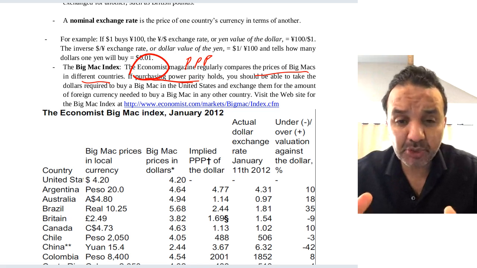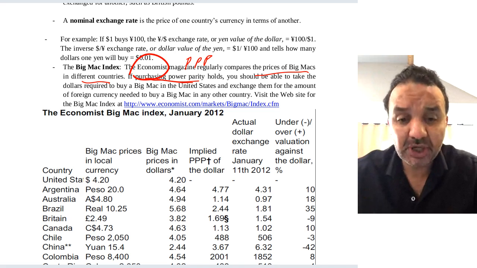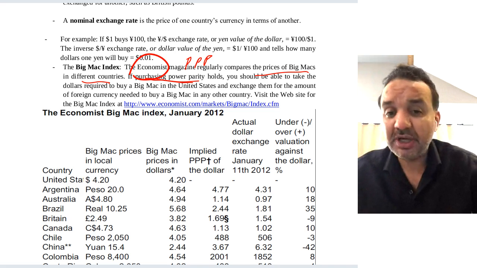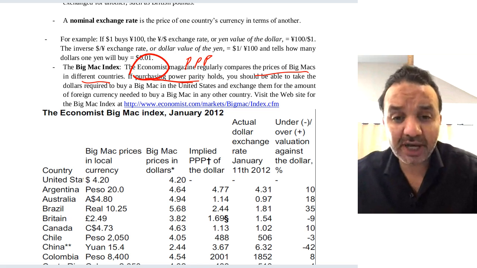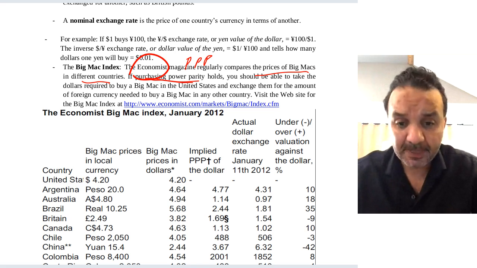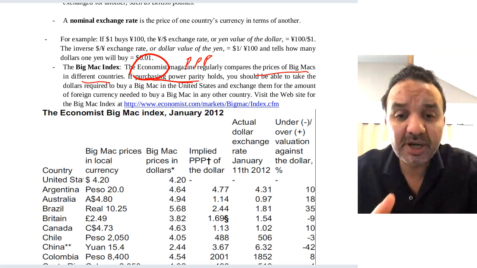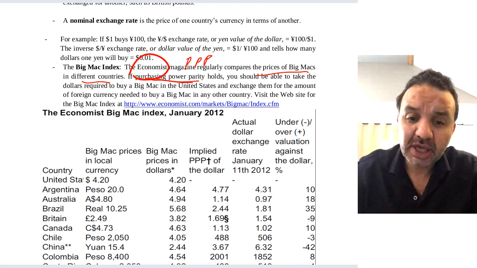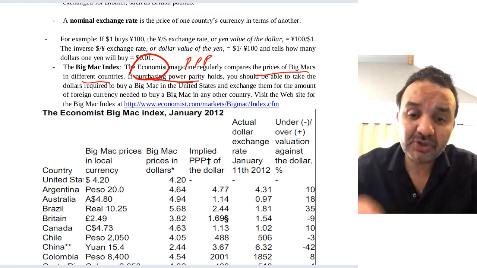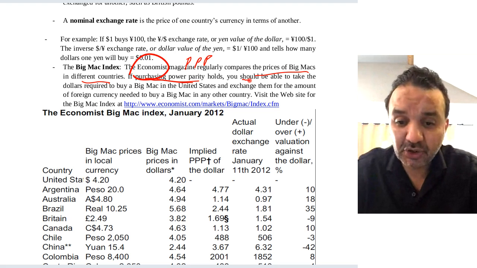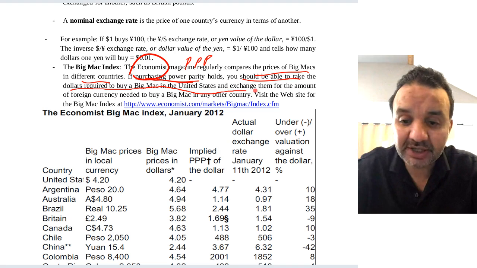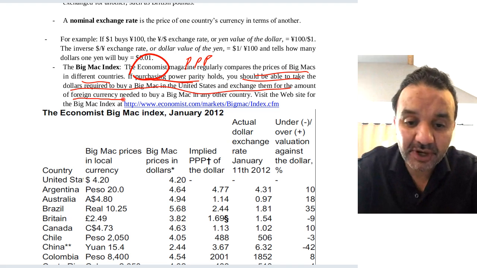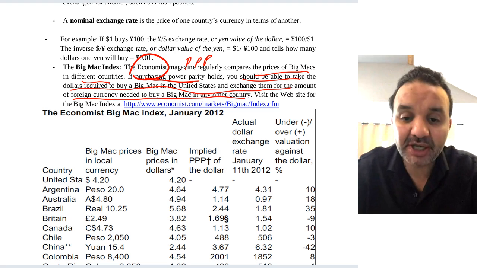So PPP, just to put it in an easy way, means that the price of the same product or the same good or the same service should be sold at the same price. It doesn't matter whether it's sold or offered in the US or Canada or France or Germany. The price of the good should be the same. This is the main hypothesis of the PPP, and the Big Mac Index is based on it. So you should be able to take the dollars required to buy a Big Mac in the United States and exchange them for the amount of foreign currency needed to buy a Big Mac in any other country.